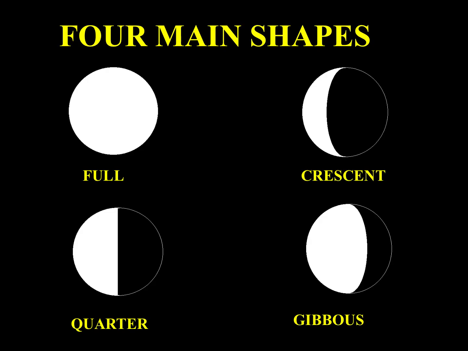So the four main shapes are full, when the entire side we see is lit, the crescent, when we only see a thin banana shape, a quarter moon, when we're seeing half of the lit half, and a gibbous, that lemon shape, when we're seeing more than half of the lit portion.